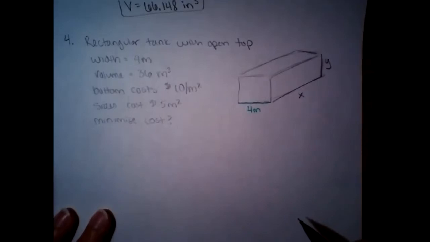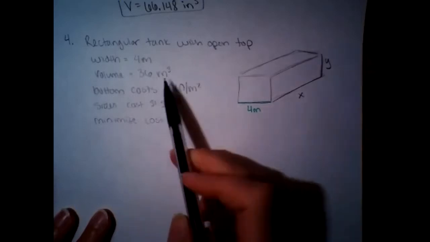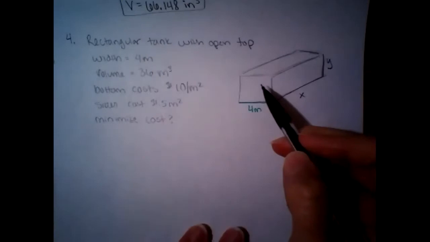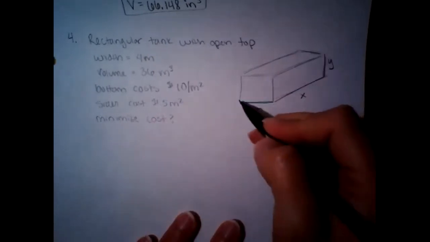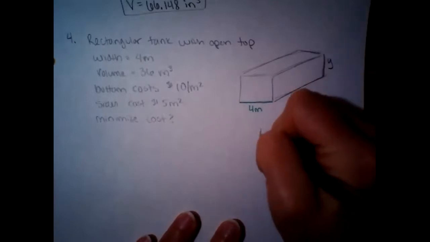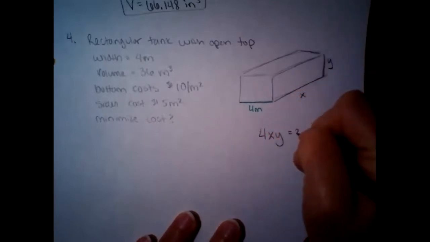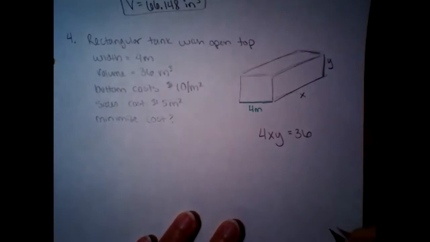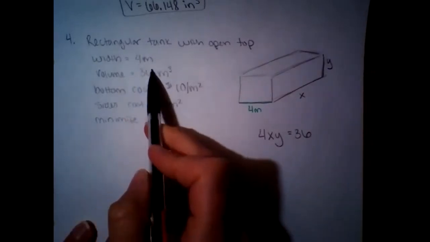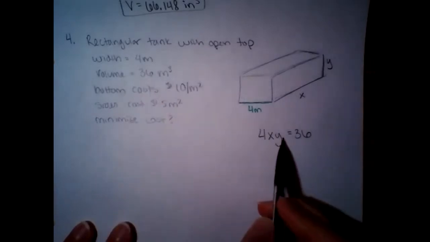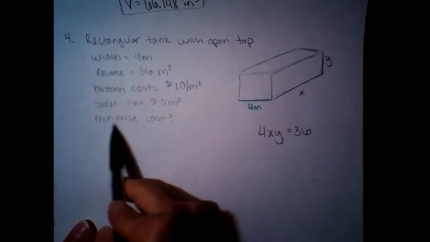Now we do know the volume is 36 meters cubed. So if we were going to do the volume of this box, that's length times width times height. That would be 4 times x times y. That's going to be 36 for the volume. Now I wrote that out because it's true and it's written right here, and we are going to need that, but we need to write an equation for cost.